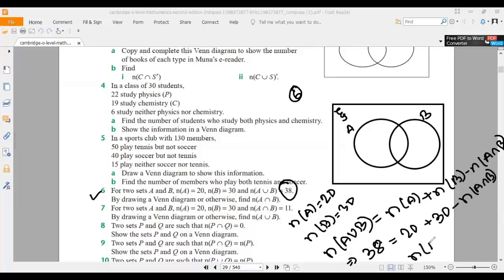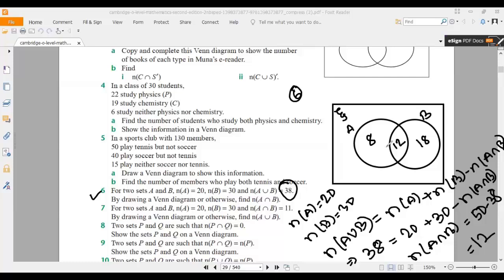So what is the value of n of A intersection B? That will be 50 minus 38, which is 12. So this one is 12. And here we have 20 minus 12, that is 8. This is only for A. For only B, that will be 30 minus 12, which is 18. So 18 plus 12 plus 8 is 38. I hope you understand this properly.